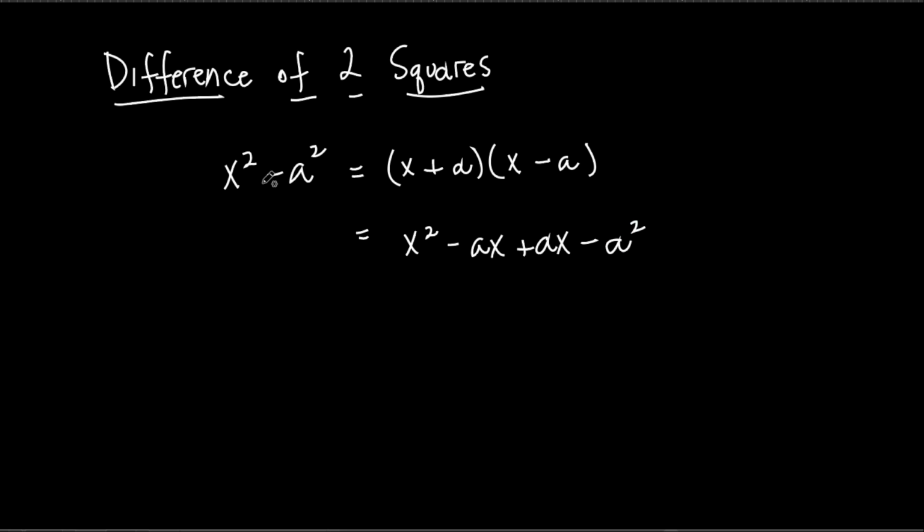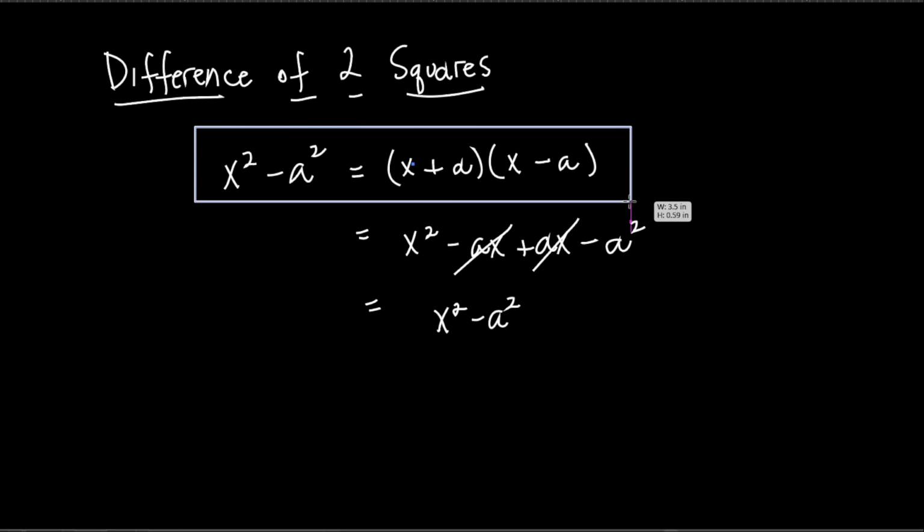Is this the same as this? No. Yes, it is. Because negative ax plus ax adds up to 0, technically. You could say they cancel out. That's okay, but it adds up to 0. So really, what is this? This is x squared minus a squared. So do you agree that this little formula right here works? Yeah, absolutely. So there's your little formula.